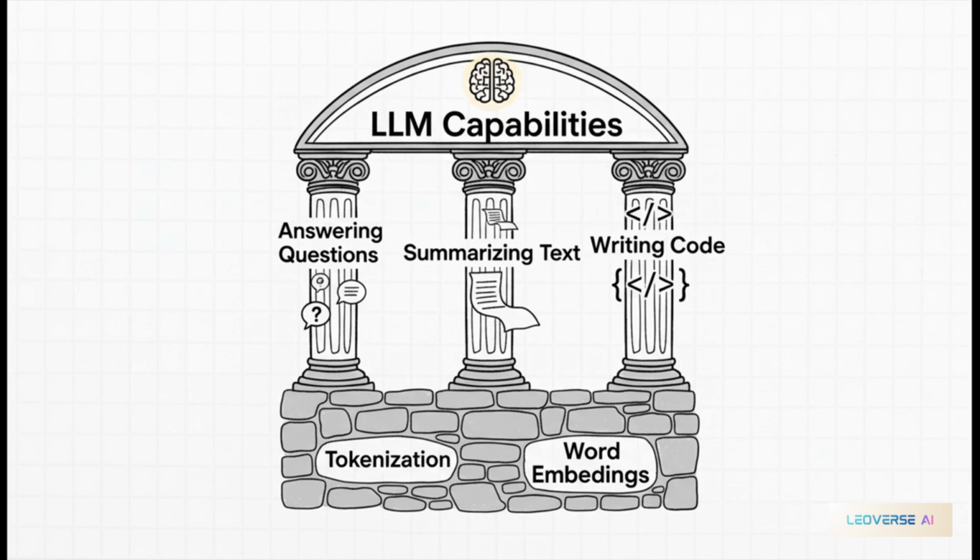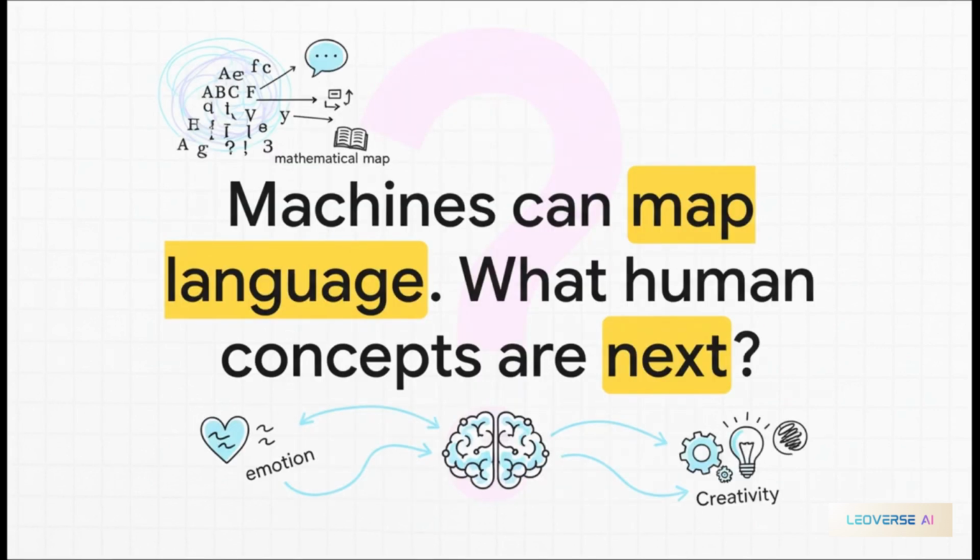Simple as that. And that leaves us with one final, pretty big thought. We've just seen that machines can create a mathematical map of human language, capturing all of its complex relationships. So the real question is, what's next? What other complex human concepts, things like emotion or logic, or maybe even creativity, are they learning to map out right now?